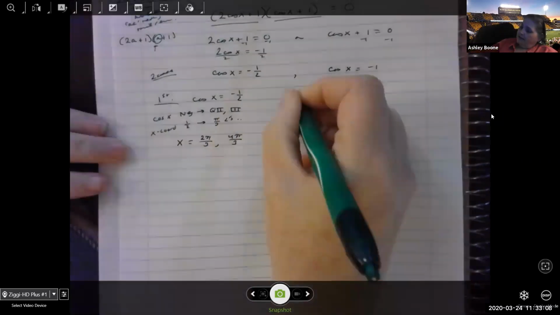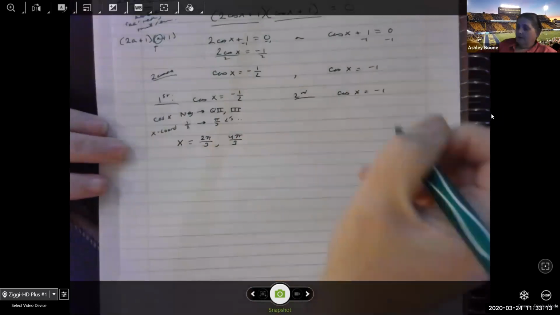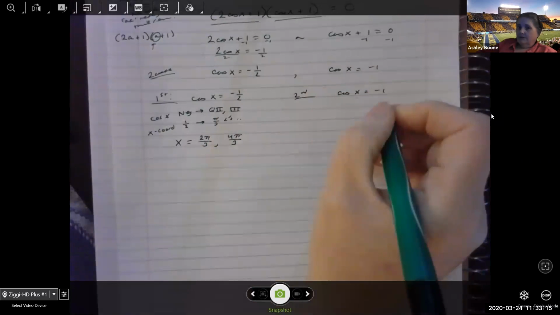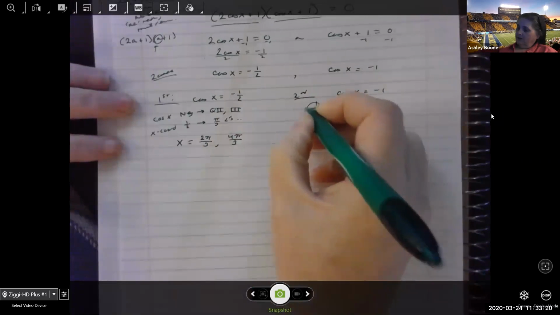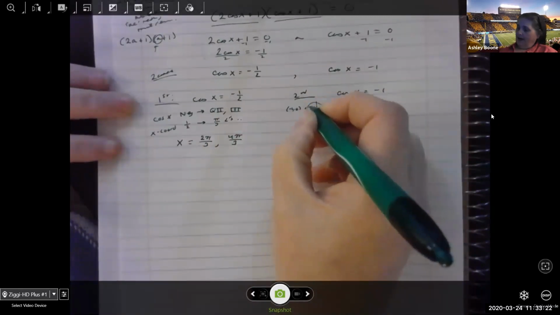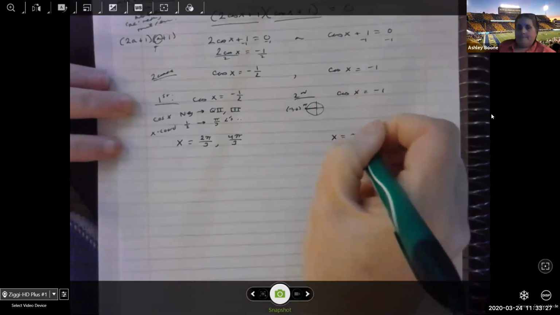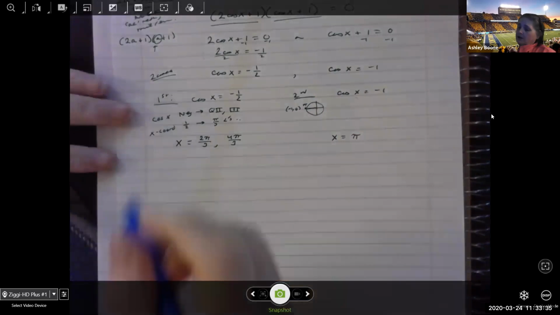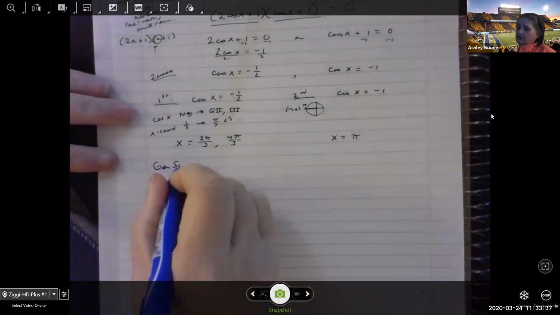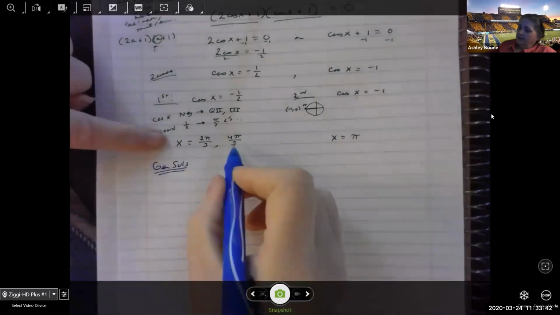Think of your second case. Cosine of x equals -1. When does that happen? Think about your unit circle. There's the point -1, 0. That happens at the angle pi. X is equal to pi. Okay? Those are our specific solutions over one interval. What about our general solutions?